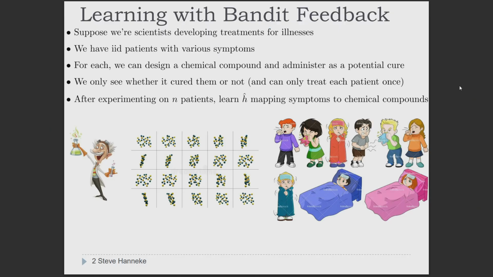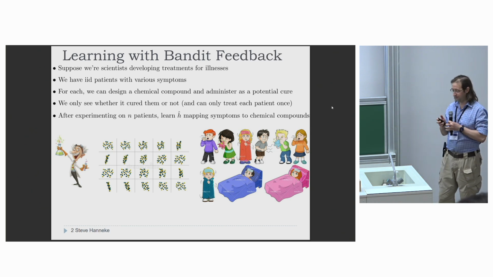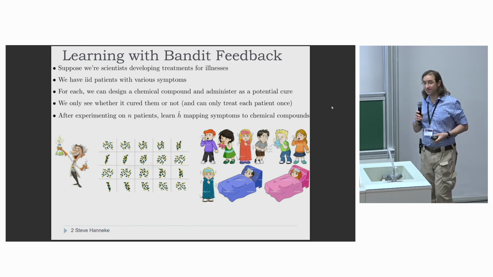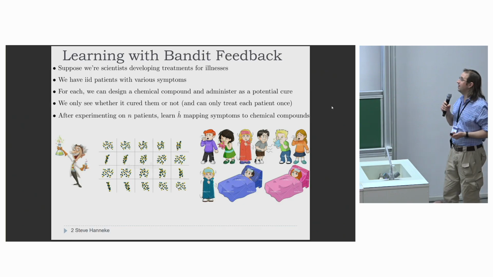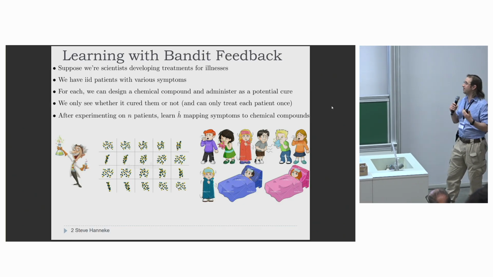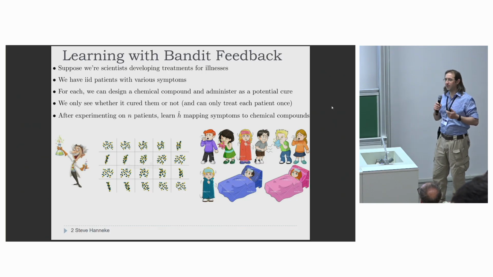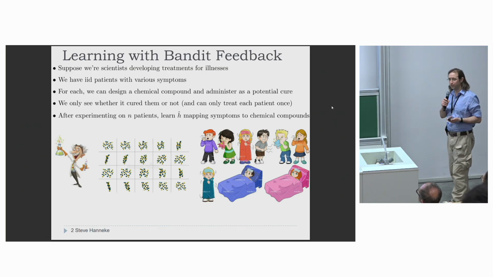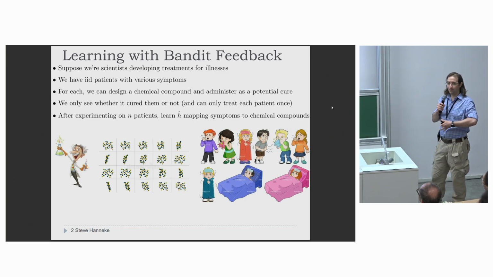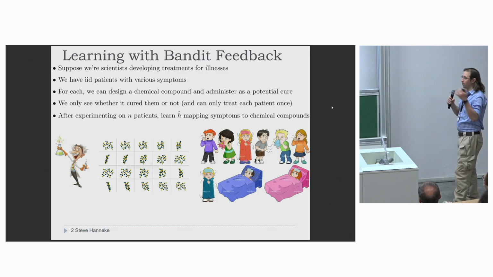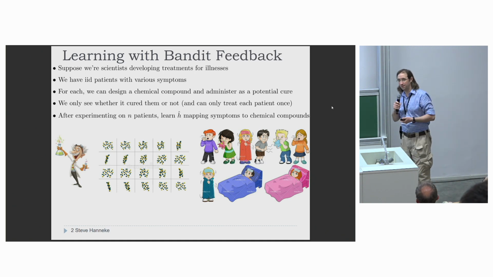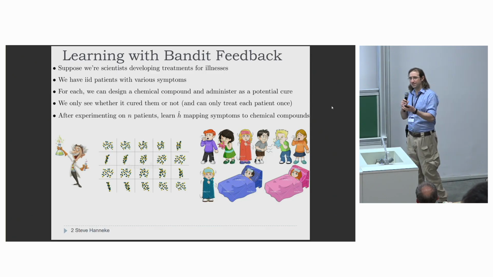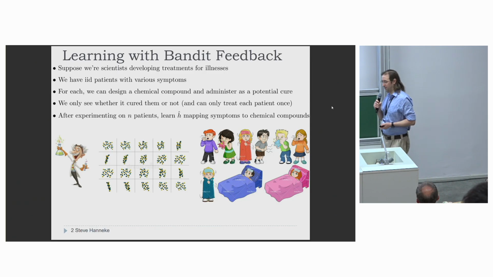Okay, so I'm going to talk about multi-class learning with bandit feedback. Suppose, as a motivating example, we're some scientists developing treatments for illnesses, and we get N IID patients coming in, and for each one we can design some kind of chemical compound that we administer as a potential cure for their illness. We just see whether it cures them or not, not what would have cured them, and we can only treat each patient once. Then, after we experiment on N patients, our goal is to produce some function that would map future patients' symptoms to some chemical compound that might cure them.